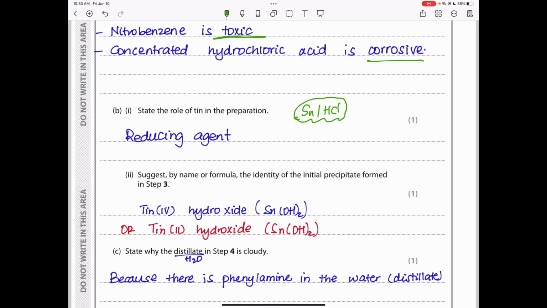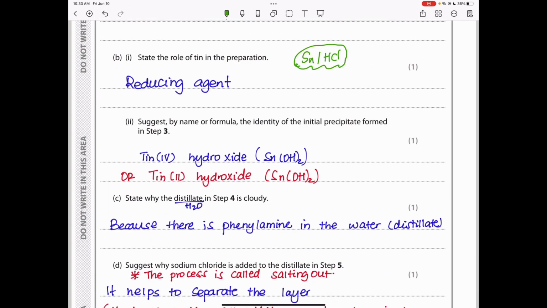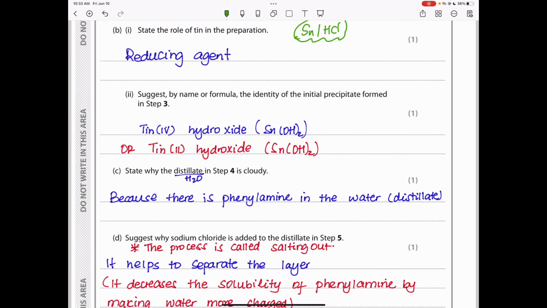Suggest by name or formula the identity of the initial precipitate in step 3. Now in here, the initial precipitate is going to be tin 4 because actually tin is going to be oxidized. So tin 4 hydroxide is going to be the initial precipitate. Okay, or you could say tin 2, so it's going to be tin 2 and then tin 4. State why the distillate in step 4 is cloudy. The distillate is cloudy because you're going to have an organic compound that is slightly having some water in it. So because it's a distillate, you have some water in an organic compound, so it makes it cloudy.